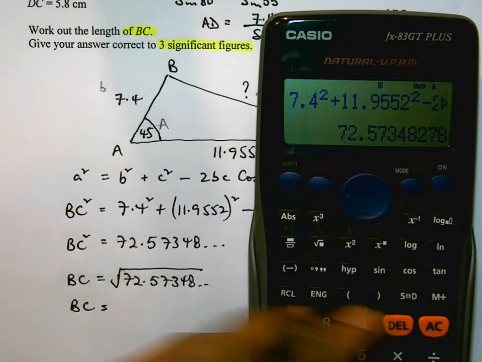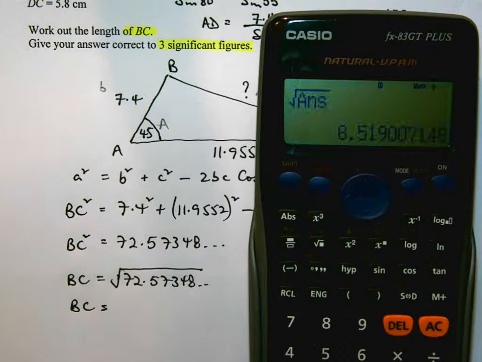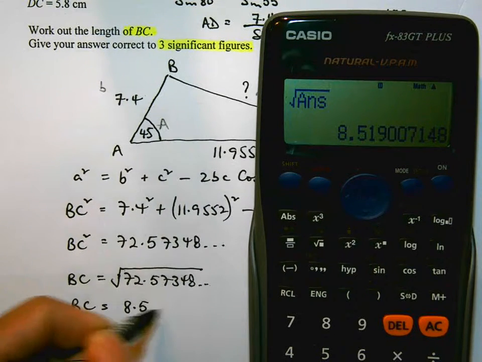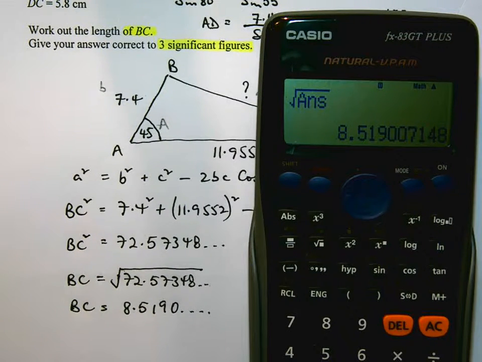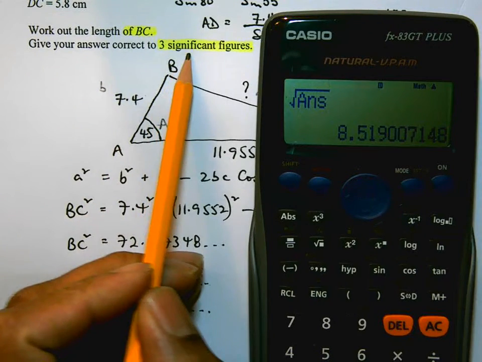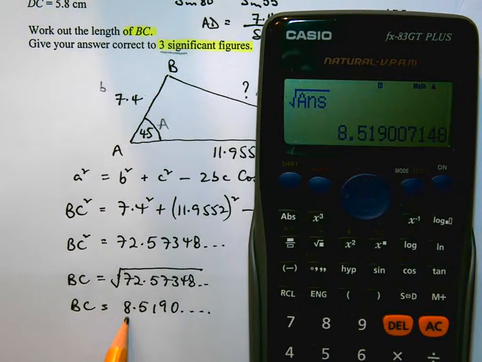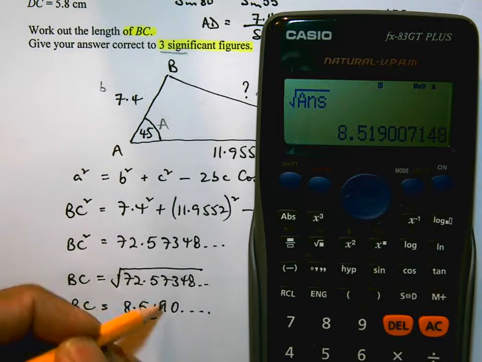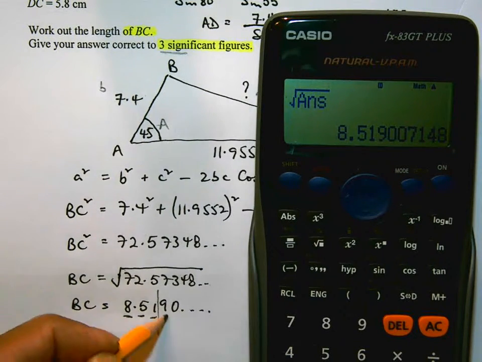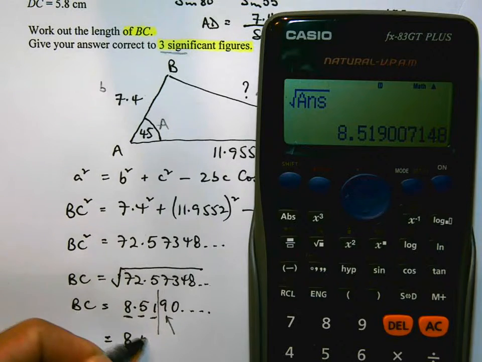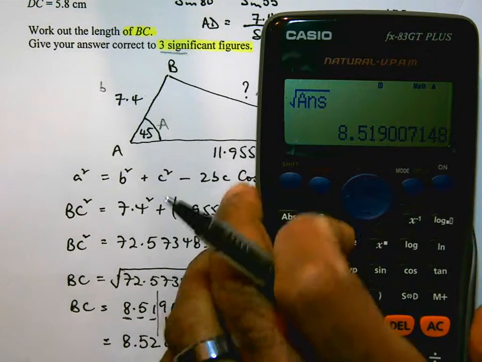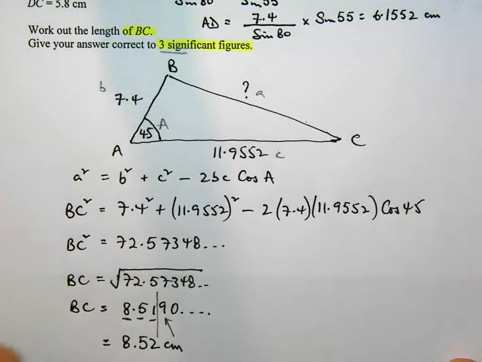So BC is equal to, if I square root the answer on my screen, I'm going to get 8.5190, and so on. Back to my question, and you could just see it here. They said give the answer to 3 significant figures, counting 1, 2, 3. The next number along is a 9. So to three significant figures, that is going to be 8.52 centimeters. And that is what I'm going to write in my answer space just below.